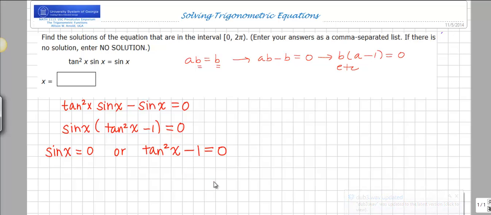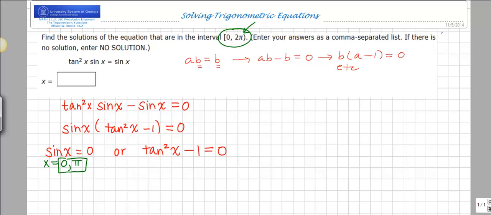Okay, well, let's deal with sine being 0 first. In the interval that's half closed, half open, 0 to 2 pi, sine is 0 at 0 and pi, while sine is also 0 at 2 pi. 2 pi is not included in our choices, so we must stop here.